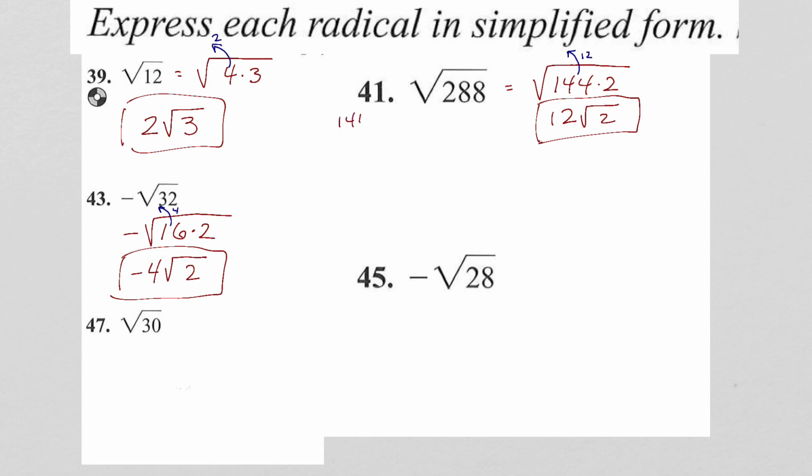So another way to do this is to take your 288 and break this up. This is 2 in 144. This is 2 in 72. This is 2 in 36. You probably realize this is a perfect square, but let's say we didn't. We can just keep going. This is 2 in 18. This is 2 in 9. This is 3 in 3.